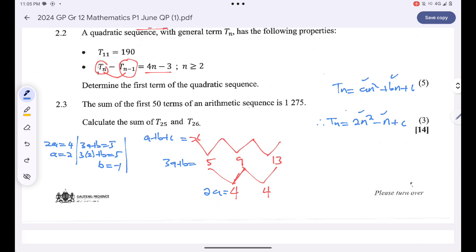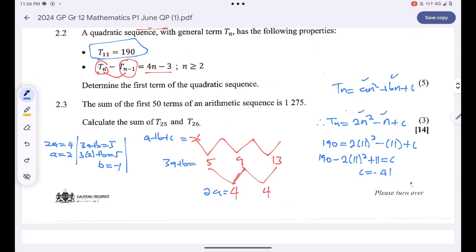How so? Because I'm given the 11th term of my sequence. I know that when n is equal to 11, I'll simply have 190 as my term. So this will simply give me 190 minus 2 times 11 squared plus 11 is equal to c. 190 minus 2 times 11 squared plus 11. This will simply give me the value of c to be equal to negative 41.